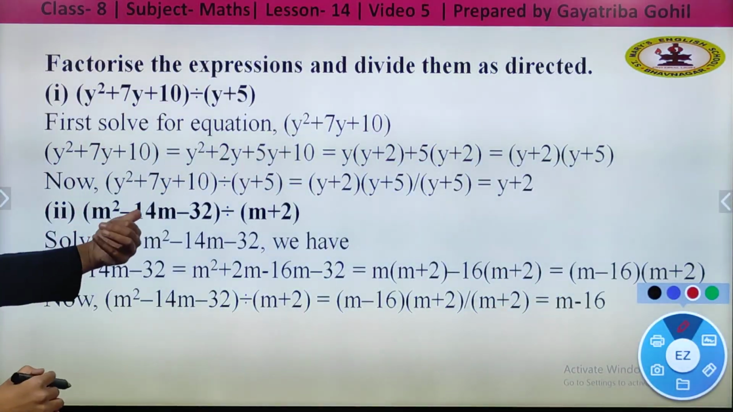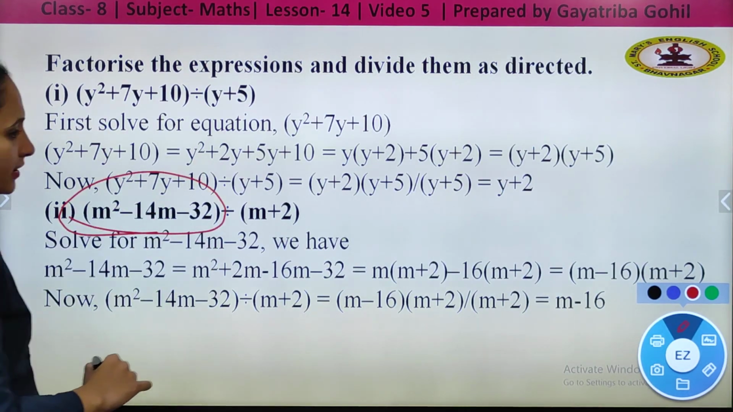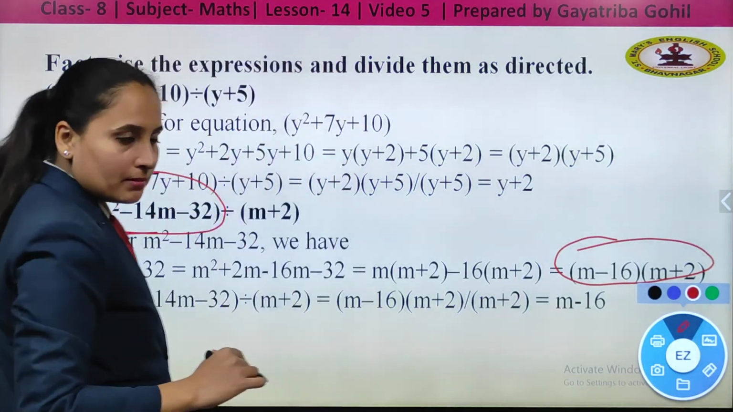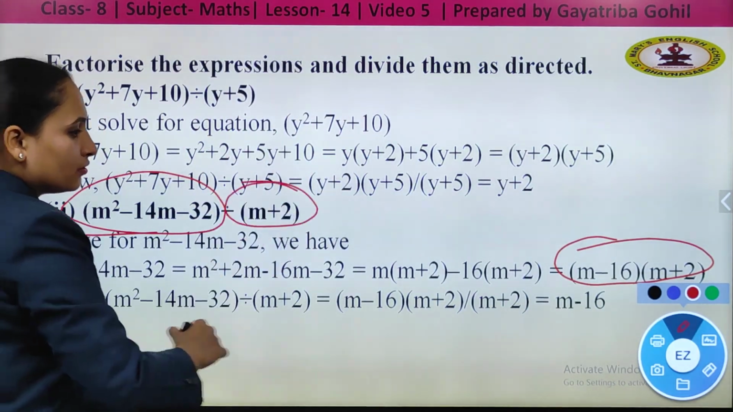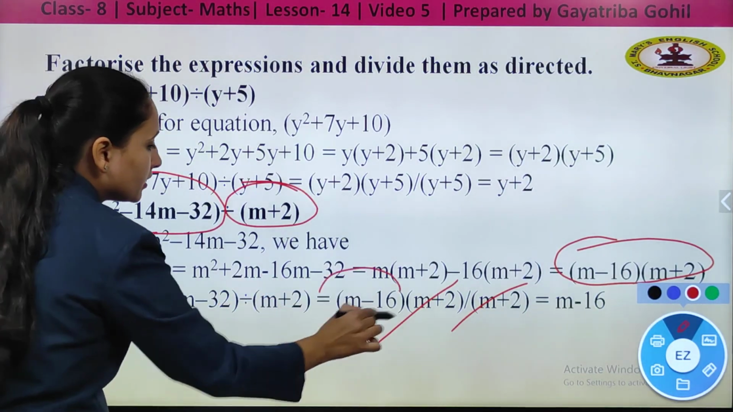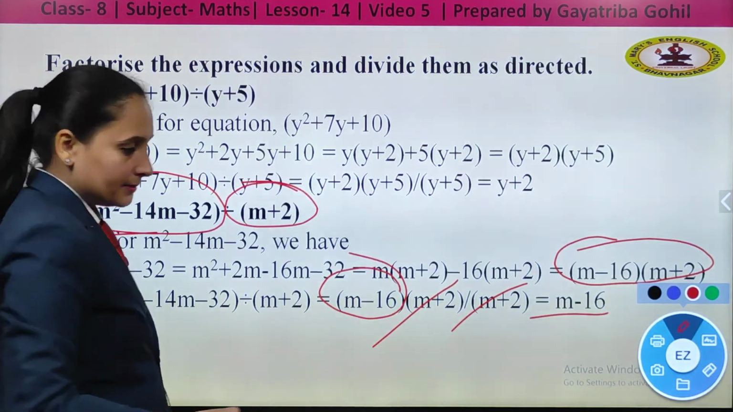Here, m square minus 14m minus 32. So, when you factorize m square minus 14m minus 32, you will get m minus 16 into m plus 2. When you divide by m plus 2, m plus 2 and m plus 2 will get cancelled. What will be left? m minus 16. That will be our answer.